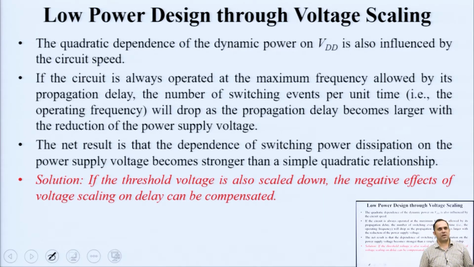So, if I also scale down my threshold voltage in addition to my supply voltage, the negative effects of voltage scaling on delay can be compensated. How? Because if the threshold voltage is less, the switching becomes faster. So, when delay starts to increase and I am reducing my operating frequency, if I start to operate that device at a fast switching speed via lower threshold voltage, it is going to turn off, on, off, on, off at a fast pace. So, the negative effect of delay on operating frequency can be compensated.